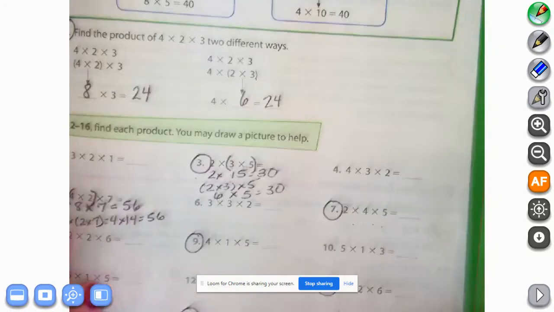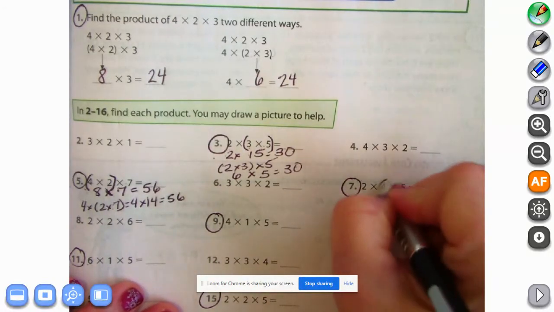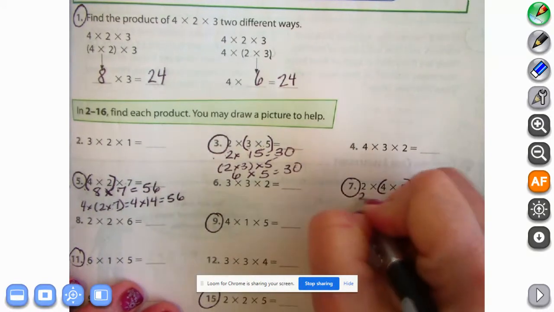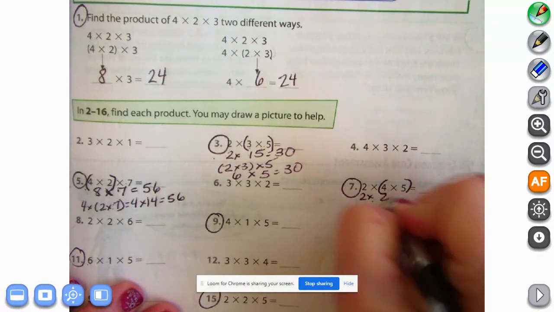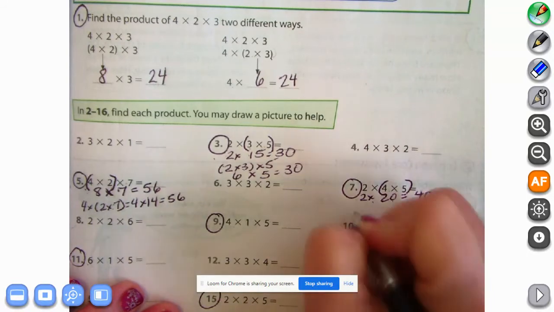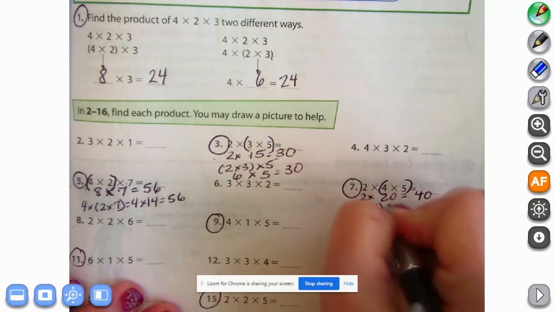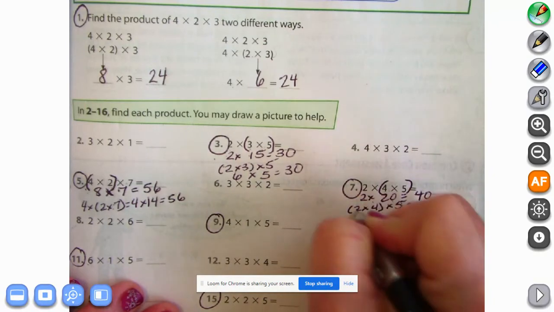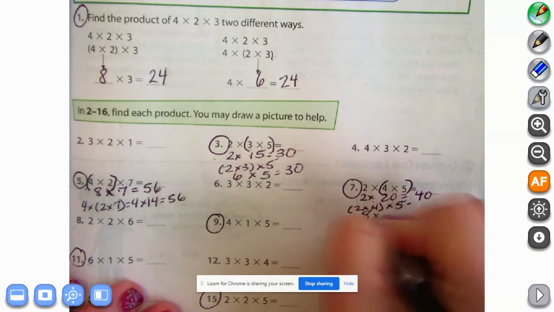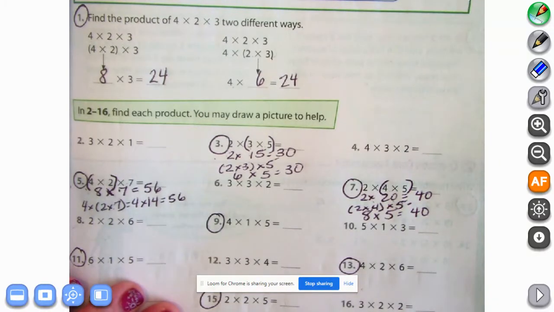All right, let's go to number 7. 2 times 4 times 5. It's right here. 4 times 5 is 20. 2 times 20 is 40. Let's try it this way. 2 times 4 times 5. 2 times 4 is 8. 8 times 5 is 40. They're equal.